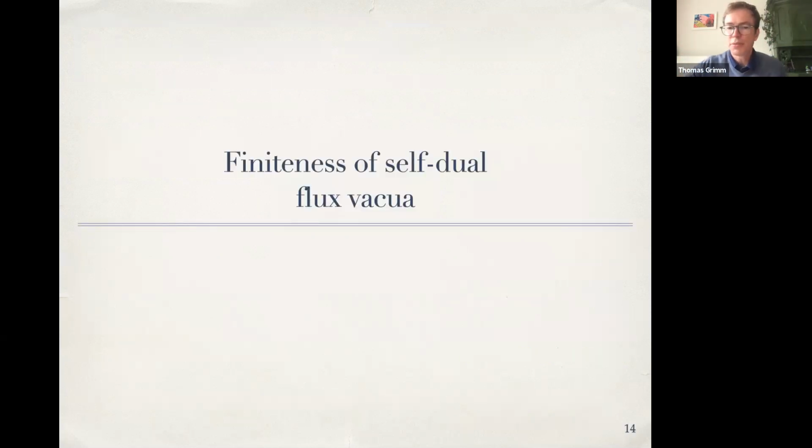Okay, so this leaves me at the end of the lessons. Now, I want to spend the rest of the talk to explain how these tools, which we learned from this study, can be useful to actually prove something, namely the finiteness of self-dual flux vacua.